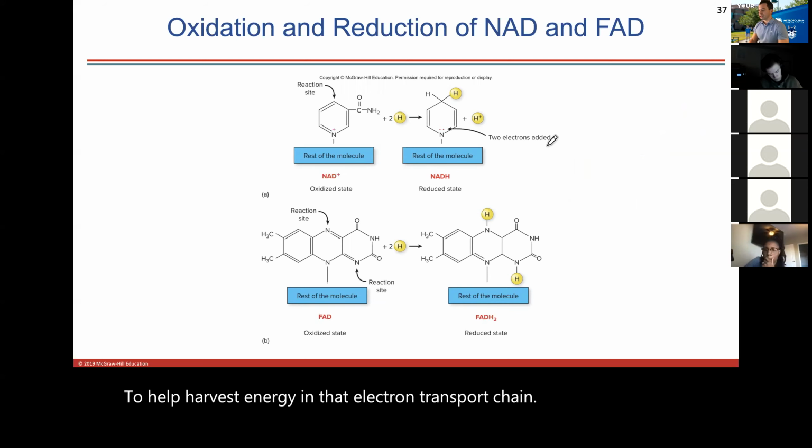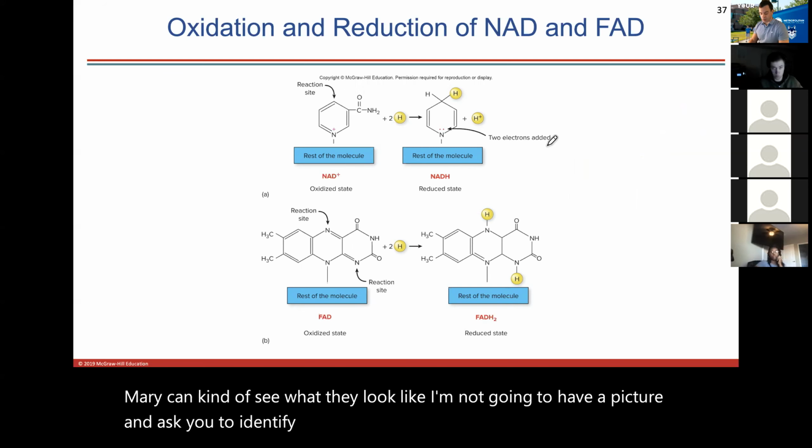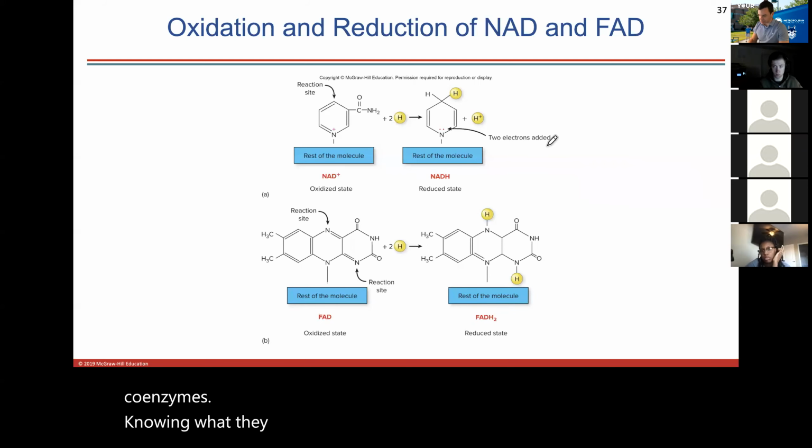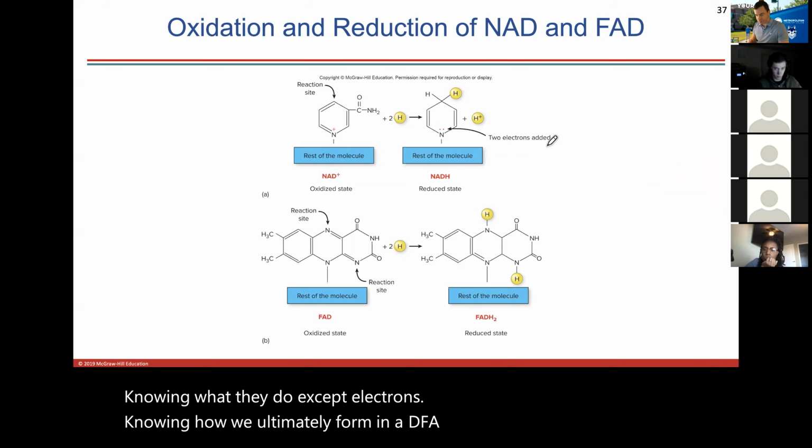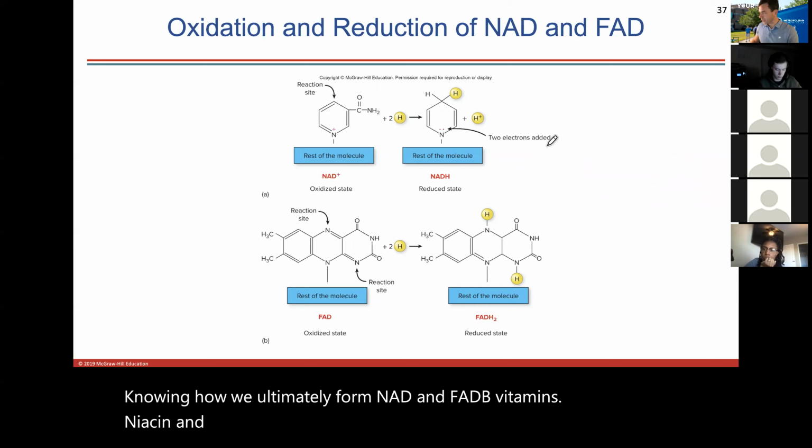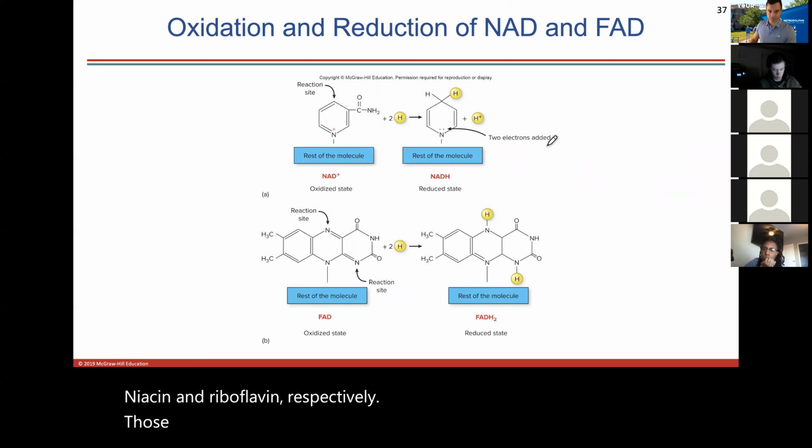There you can kind of see what they look like. I'm not going to have a picture and ask you to identify them. Knowing what they are, their important coenzymes, knowing what they do, accept electrons, knowing how we ultimately form NAD and FAD, B vitamins, niacin and riboflavin, respectively. Those are important things to know. They're just here to give you a picture, to give you a frame of reference, to see what they look like.